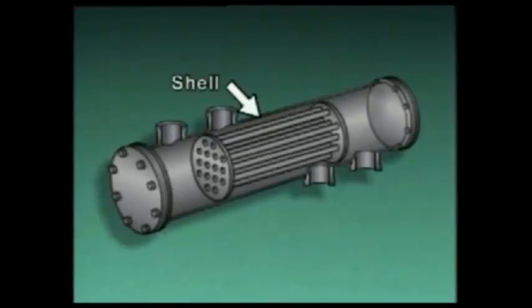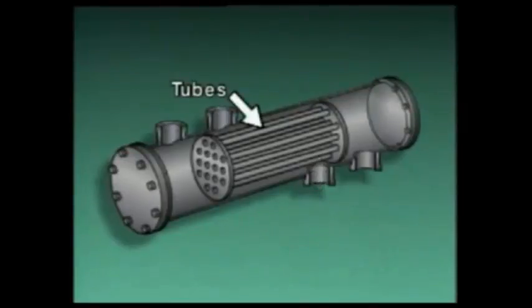The shell is the casing of the heat exchanger. The area inside the shell and outside the tubes is commonly called the shell side of the heat exchanger. The shell also has an inlet and an outlet.